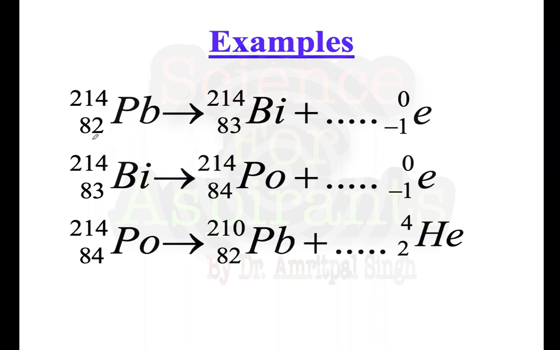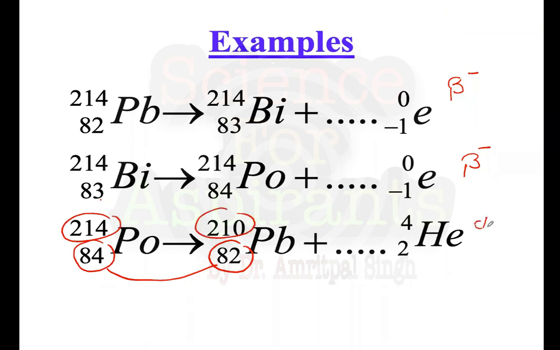In positron emission, the atomic number decreases by 1, while in electron emission the atomic number increases by 1. So it is a beta minus particle. The same is the case when the atomic number is converted from 83 to 84. Again the beta minus particle is emitted. And in this case 84 is converted into 82, so the atomic number decreases by 2 and the mass number decreases by 4. So there is emission of an alpha particle.